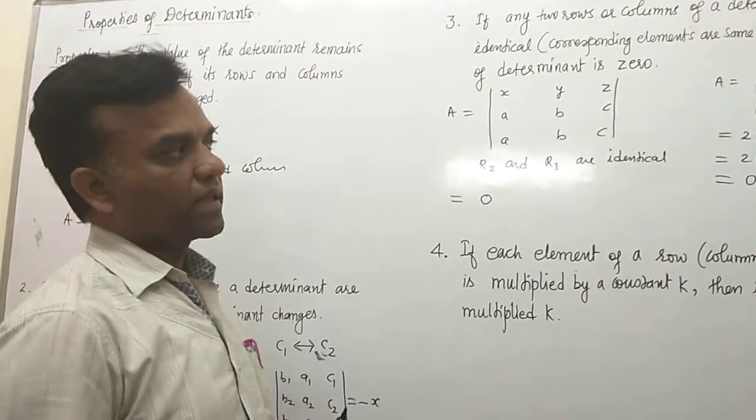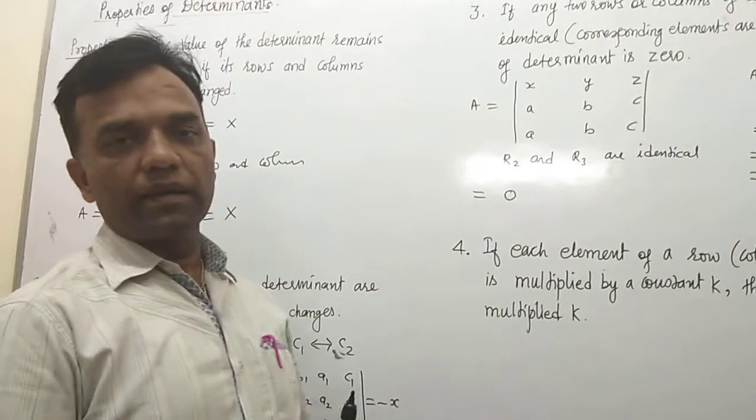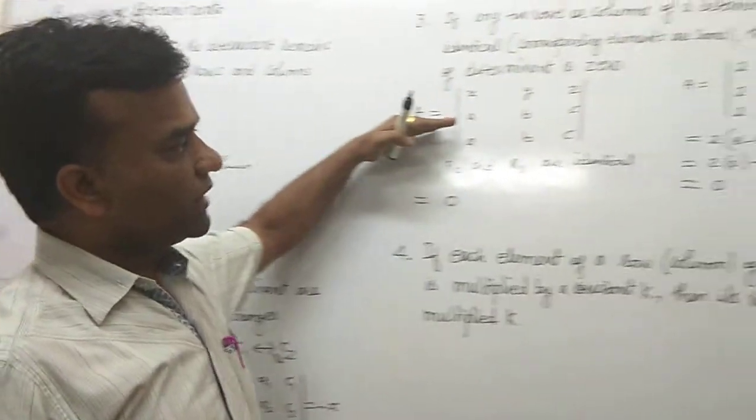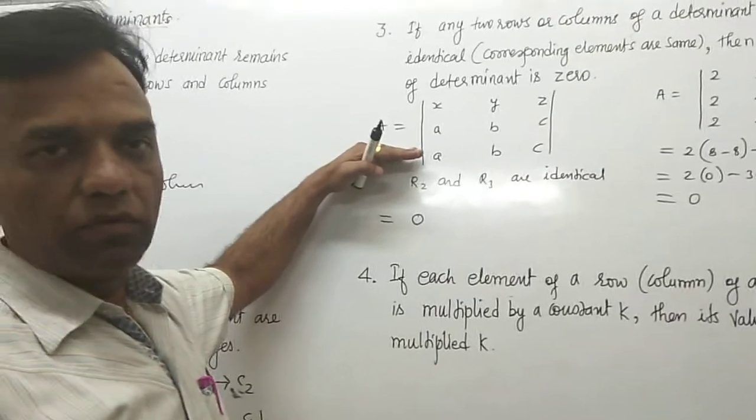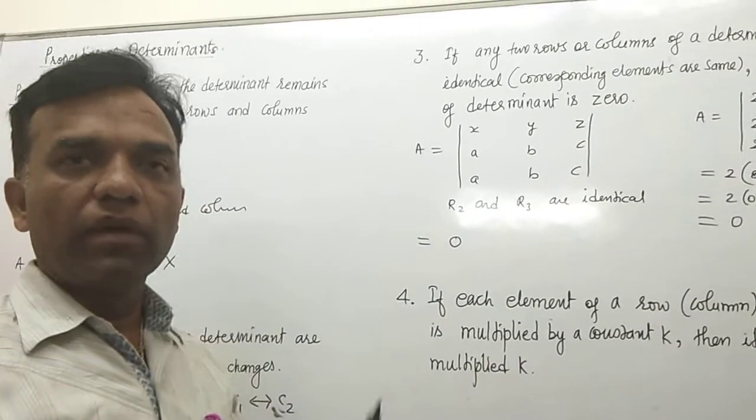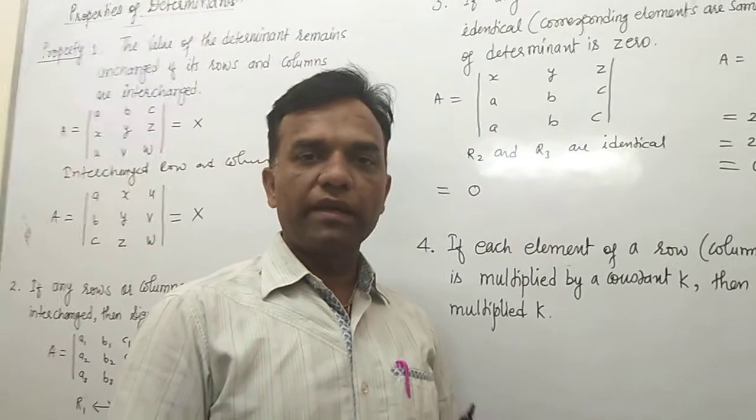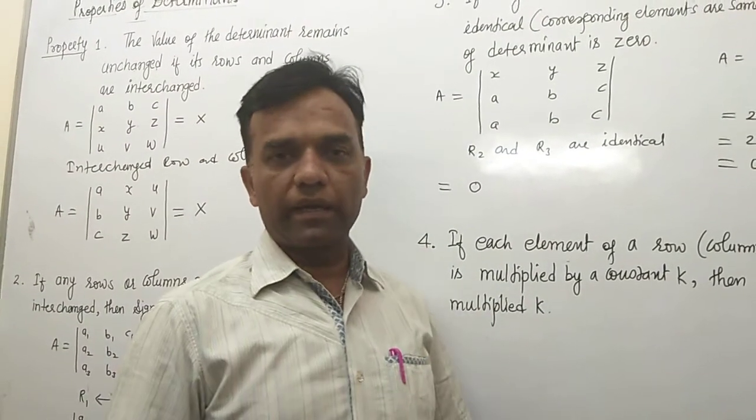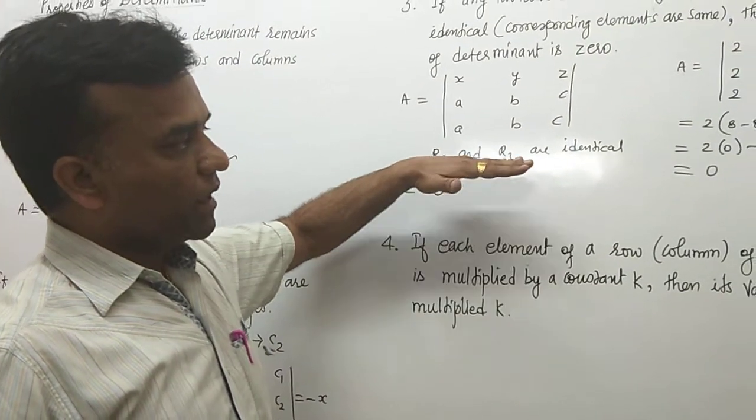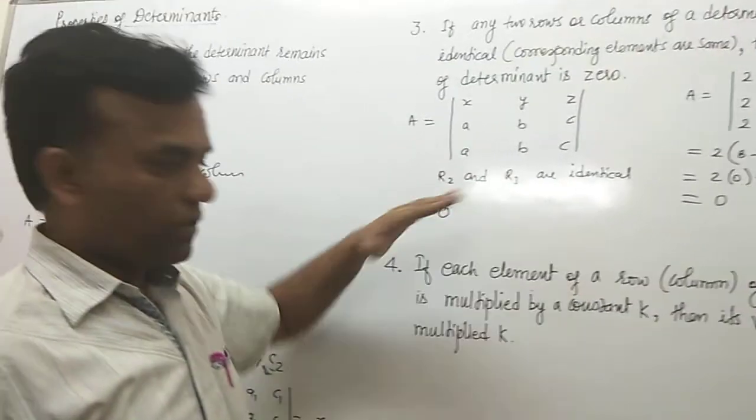If two rows are identical, then you directly write down the answer as 0. The same condition applies row-wise and column-wise. The property is the same: if two columns are identical, then you put 0 there directly without any solving. But before that, you write down the property. By this property, your answer will be 0.